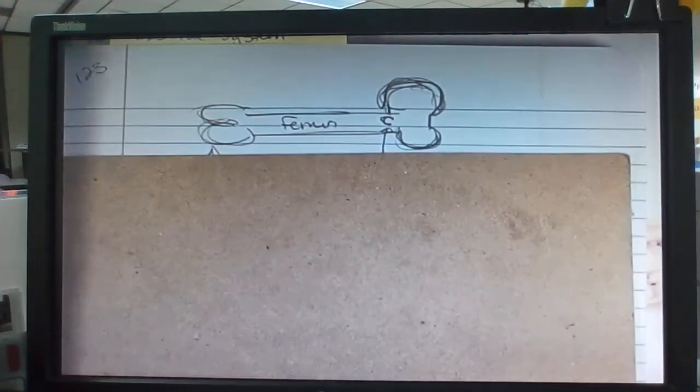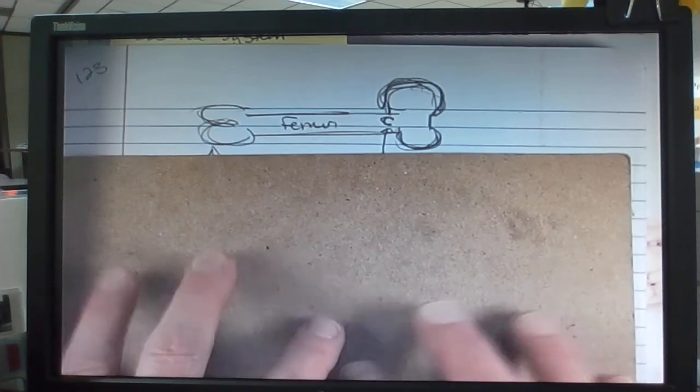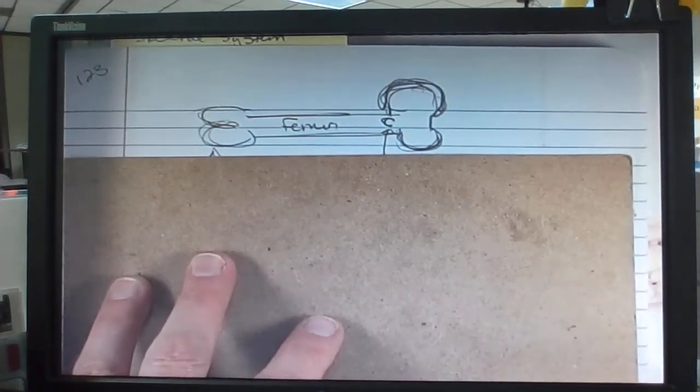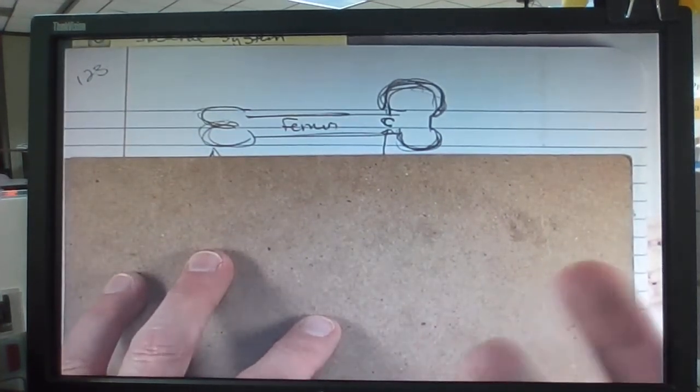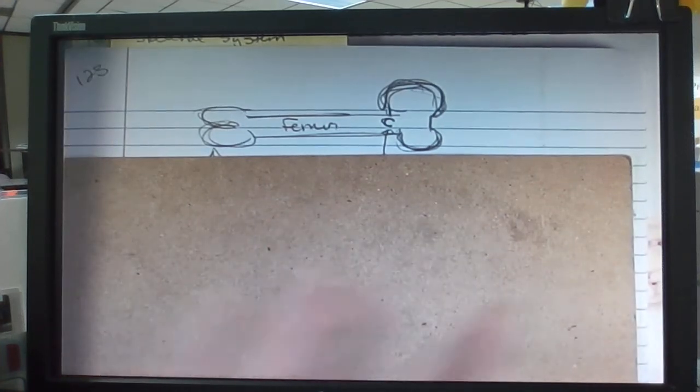So a little bit of background as far as some of the items that you're going to be looking at that would be good to have kind of in the back of your mind. So this is my sketch of a femur. I know it's not a beautiful sketch of a femur because we all know I can't draw.